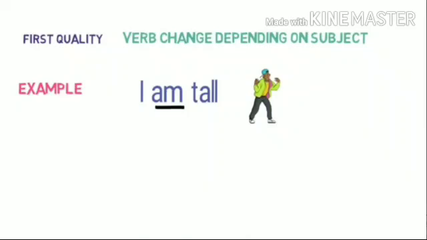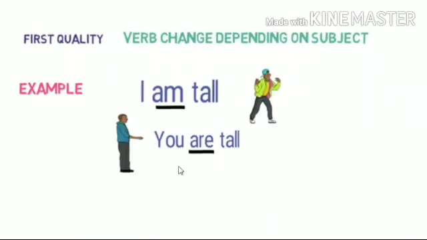Okay, so here I is the subject, which is the first person, and tall is an adjective and am is a verb. Now look at the second example where the subject is second person. You are tall. You is the subject and is the second person. While referring to the second person, we used are as a verb, but the adjective tall remains the same. Did you notice?